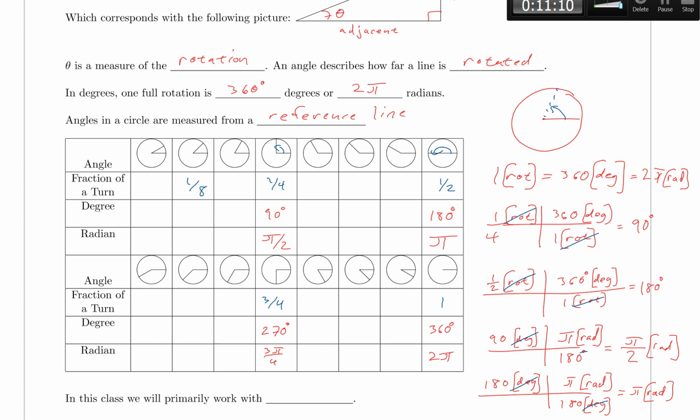Alright, so this is 3/8 since we're in between 1/4 and a half. And this guy right here, we're between a half and 3/4, making this simply 5/8. And this angle right here, we're halfway in between 3/4 of a rotation and 1 whole rotation, making this 7/8 of a rotation.